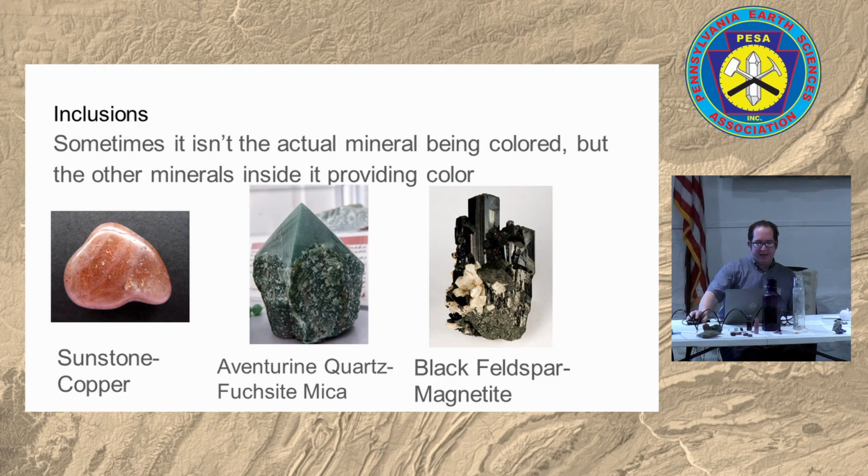So here on the left we got a sunstone, which is, I believe, a feldspar, and it's full of tiny little copper flakes, giving it a lovely peachy orange color. In the middle we've got aventurine quartz, which is actually full of the mineral fuchsite, which is a chrome mica. Chrome's another one of those transition metals, that's why it's green. On the right we've got black feldspar, which is generally colored through magnetite inclusions inside of the mineral. Okay?